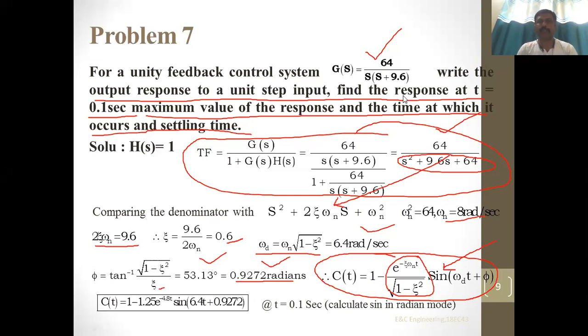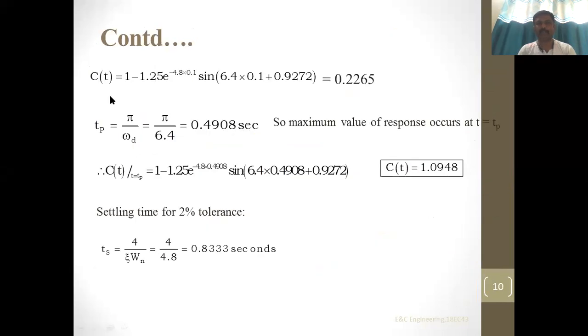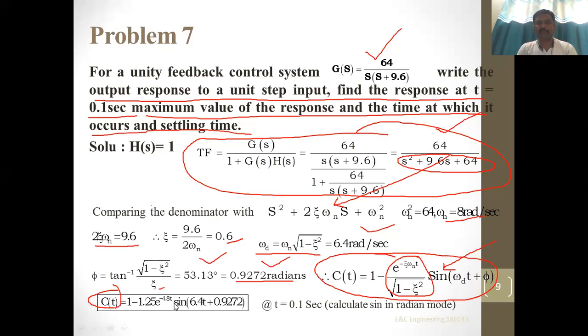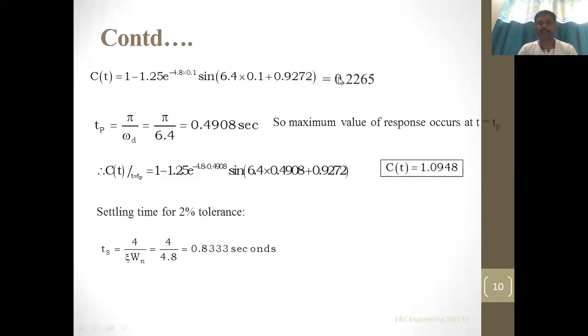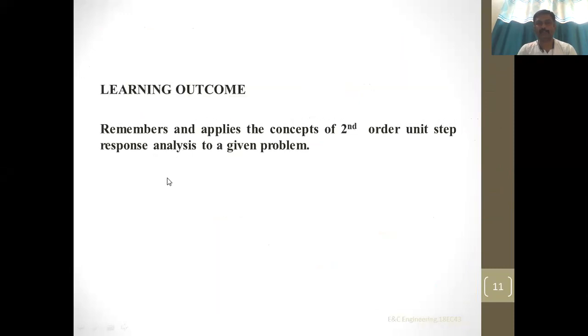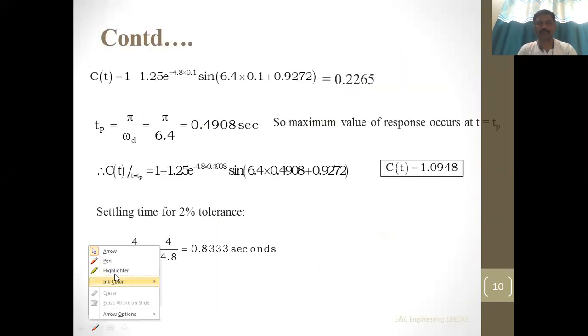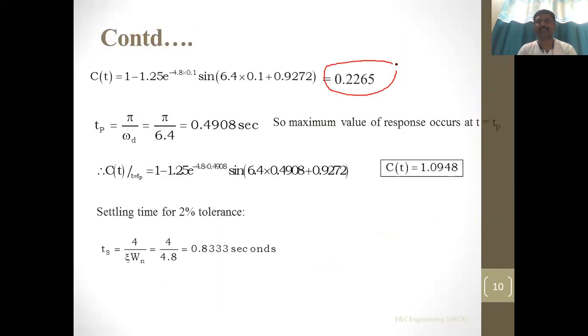Then what do we need to find? We need to find the response value at t equal to 0.1 second. Let me substitute t equal to 0.1 second to find c of t. Look, in this expression we have to put 0.1 in place of t. When substituted, this results in 0.2265. Then Tp is pi divided by omega d, which is 0.4908 seconds.